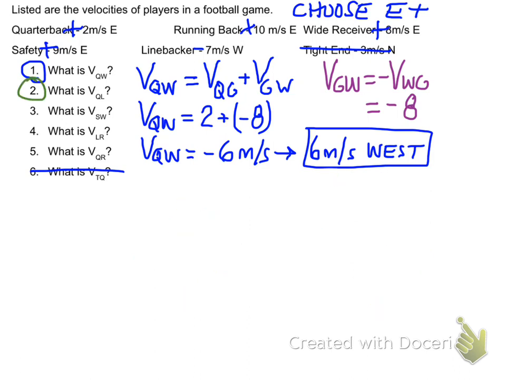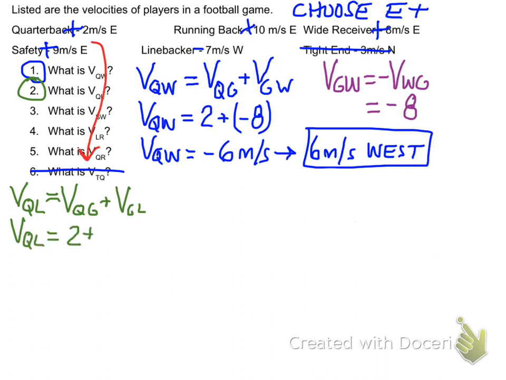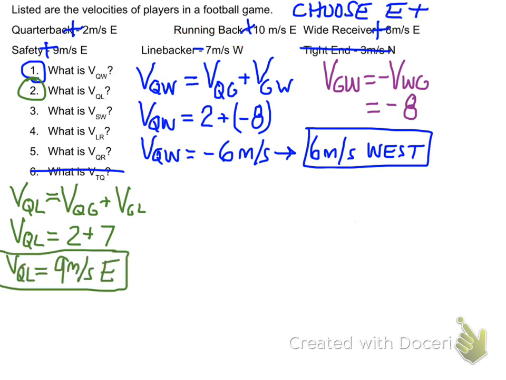So let's take a look at number 2. We want velocity, quarterback, linebacker. So again, we start with what we started, we end with what we ended, and we're going to link everything with ground. We know that the quarterback's velocity is 2 meters per second. And we have ground linebacker, but we know what the linebacker is relative to the ground, and that's minus 7. So we want the opposite sign, so it's plus 7. And we end up with 9 meters per second east.